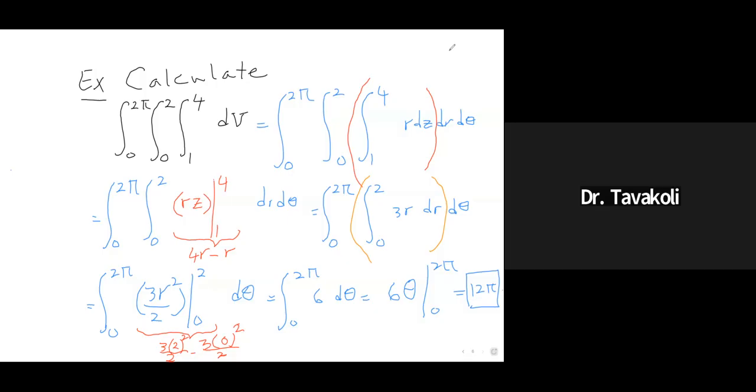Okay, let's see another example. In the next example, we have the same region in three-dimensional space. Theta runs from 0 to 2 pi, r runs from 0 to 2, and z runs from 1 to 4. This time the function is not just 1. In this case, it is 10 times r squared.